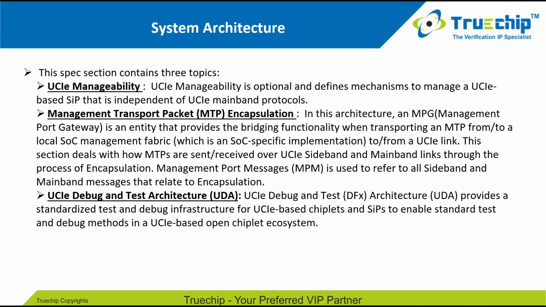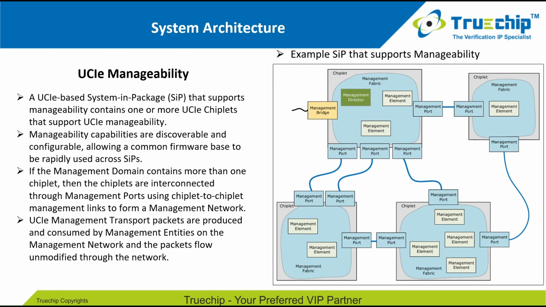Now we get the most significant update in UCIe 3.0, which are all new architectural features. Here is UCIe manageability. This is a new optional mechanism to manage an entire SiP independent of the mainband protocol. As this complex diagram shows, it allows chips to form a management network using management ports and management elements. You can see here. Now moving to the MTP encapsulation.